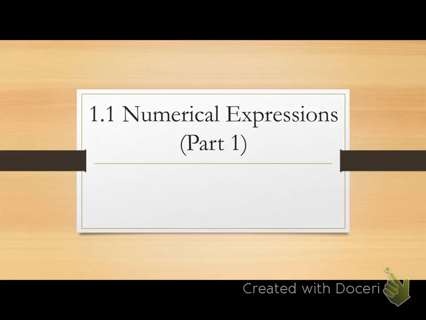First Monday of school, hitting it hard, getting into the book. This is chapter 1, section 1, numerical expressions, part 1. We'll spend 2 days on this section 1 in chapter 1. So tomorrow we'll finish it up with part 2. But for today we'll do numerical expressions, part 1.